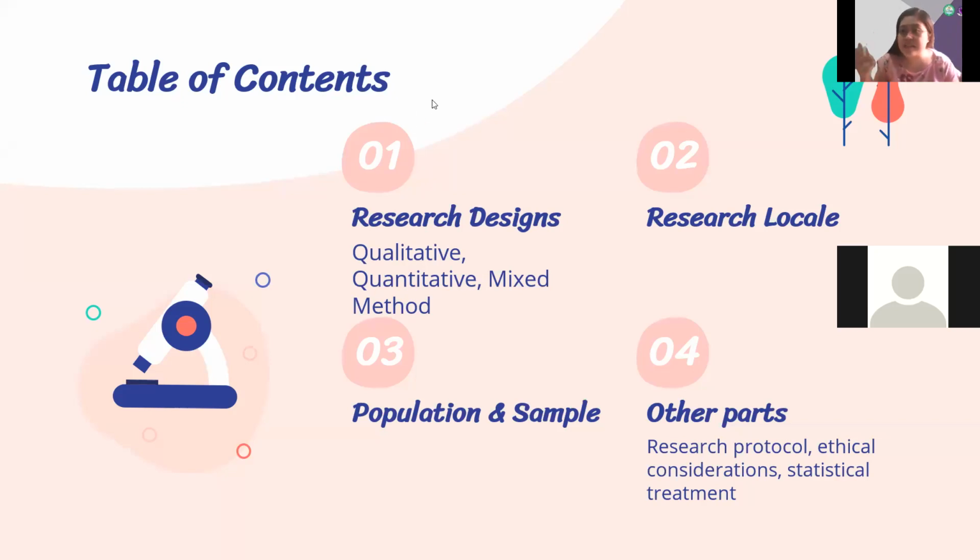After that, the research locale. So you have to identify where are you going to conduct your study, but the map should be included in the appendices. And then on the third part, you have there the population and sample. You have to identify who are your participants, if you have human subjects. Pero kung experimental, you have to identify what sample are you going to use. So included sa sample ang sampling technique.